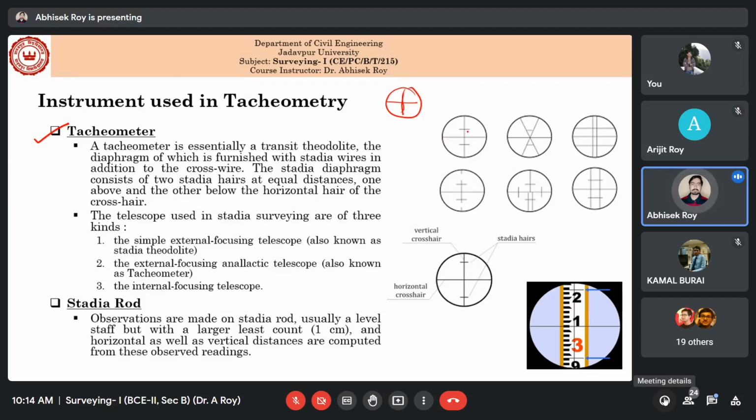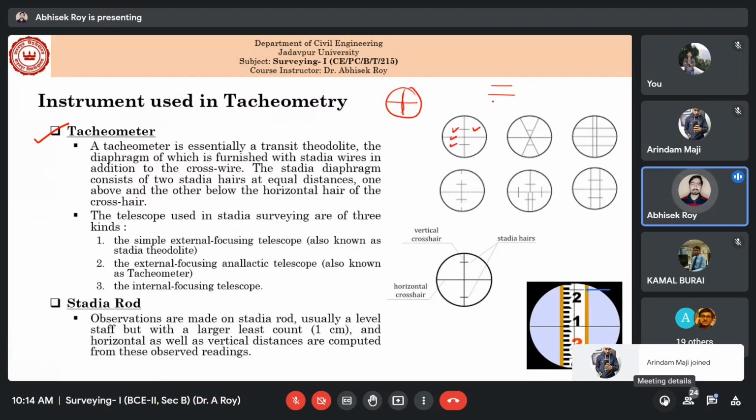But in a tachymeter there are these three stadia lines: this is one, this is 2, this is 3. That means 3 horizontal lines should be there. The first one is called the upper stadia, the second one is called the middle stadia, and the third one is called the lower stadia.